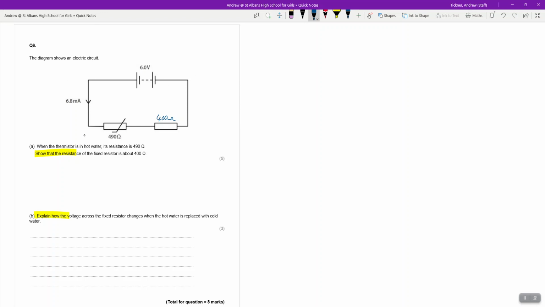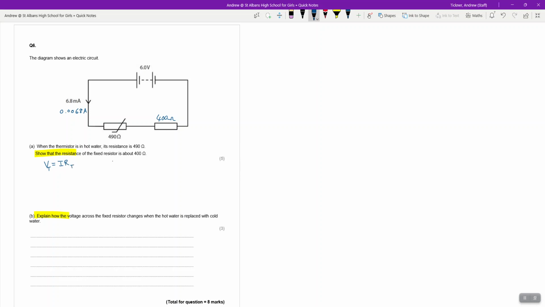Okay, so my first step is I've got the voltage, and I've got the current going through, which is 6.8 milliamps. So that is 0.0068 amps. I'm going to do that there. So my first thing actually is I can use this voltage and this current to work out the total resistance. So I'm going to first off go V is equal to IR, and I'm going to use total voltage, total resistance. That's what I've got.